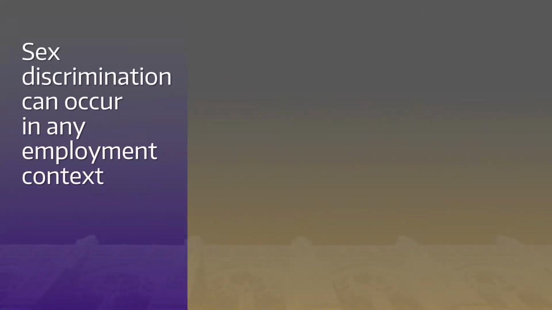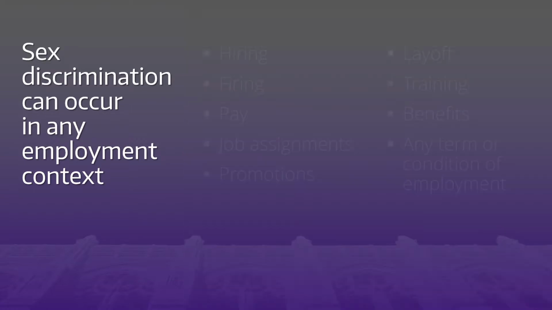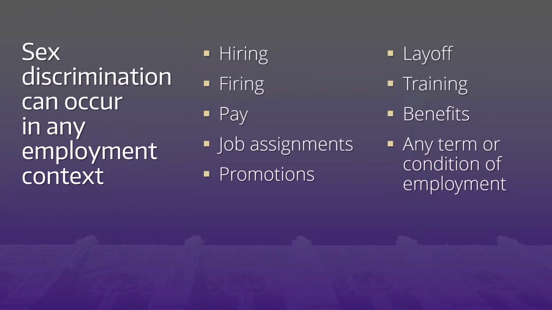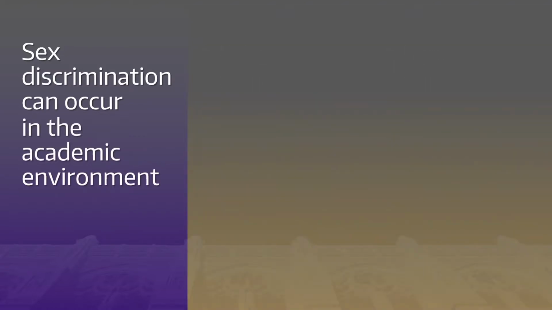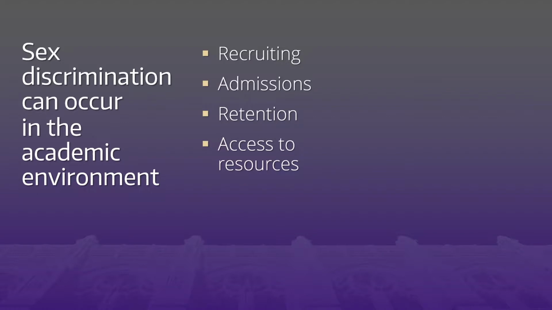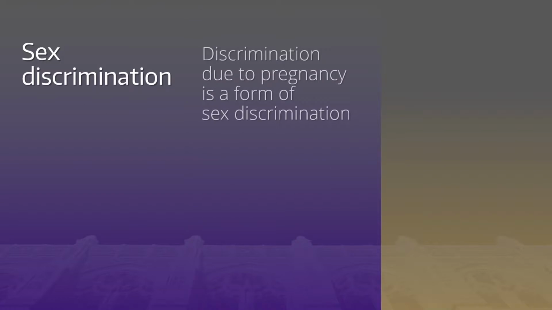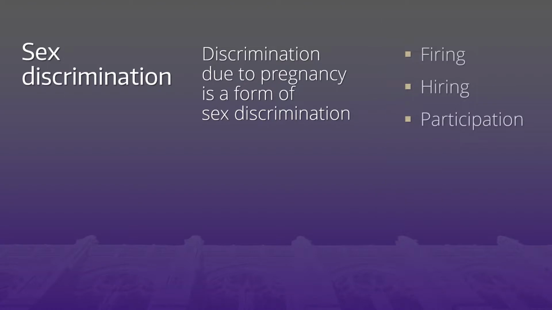Sex discrimination can occur in any employment context. This includes decisions about hiring, firing, pay, promotions, layoff, benefits, and any other term or condition of employment. In the academic context, it could include decisions about recruiting, admissions, retention, or access to resources. Discrimination due to pregnancy is also a form of sex discrimination. This could include firing someone or not hiring them at all, or discouraging participation in an assignment, project, or class due to pregnancy.